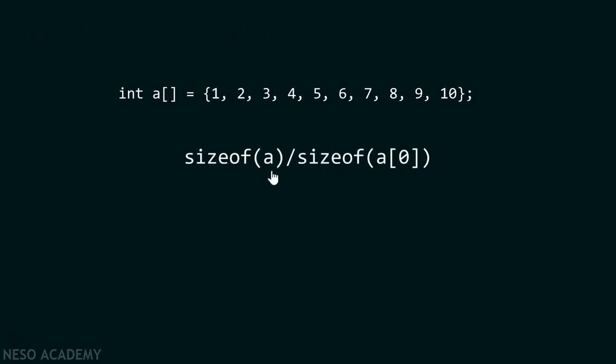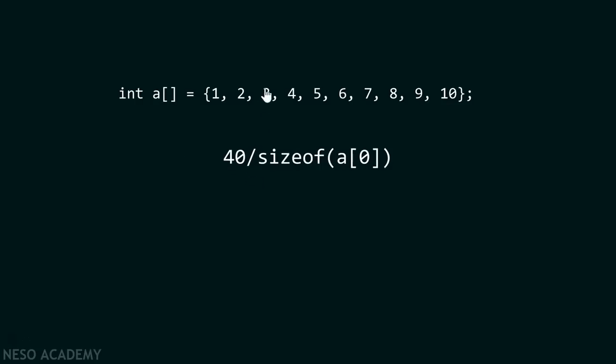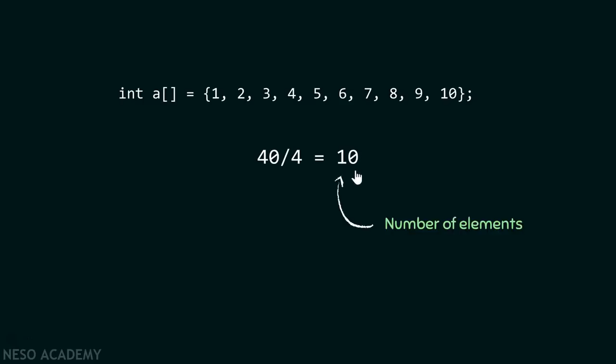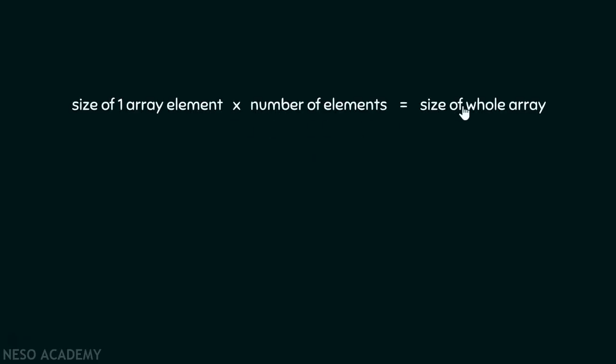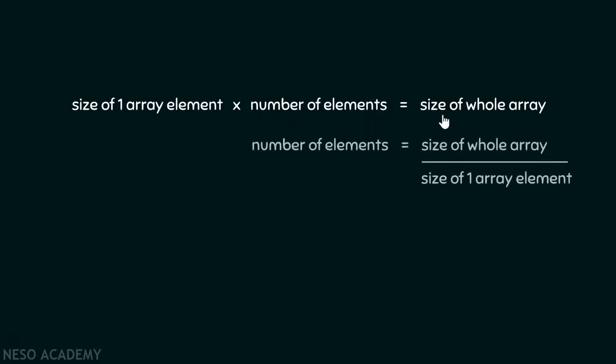So the second part of this sentence is also clear. sizeof A we already know it is 40 bytes in this case, and sizeof A[0] is 4 bytes. In order to calculate how many elements are there in this array, we need to divide 40 by 4, which gives me 10, which is the correct answer. But why does this work? In order to calculate the size of the whole array, we need to multiply the size of one array element with the number of elements. Isn't that so? If we want to calculate the number of elements, we need to divide the size of the whole array by the size of one array element. And that is what we are doing here, right?